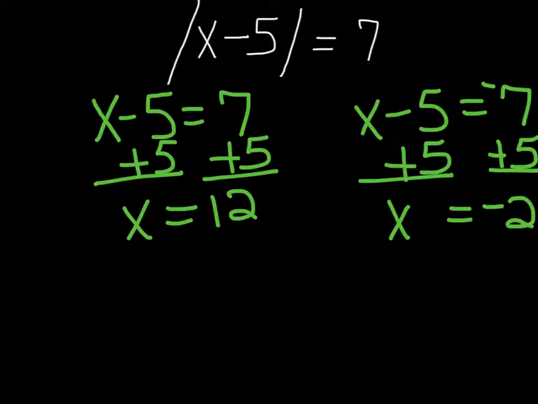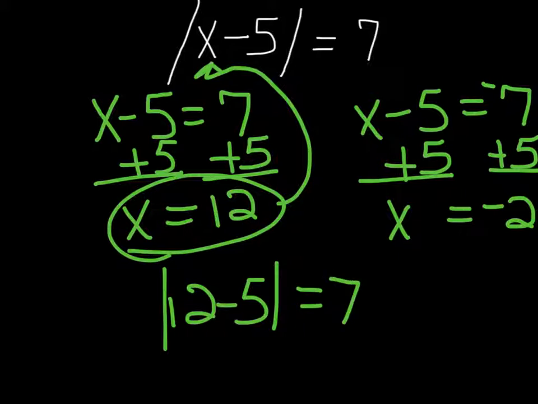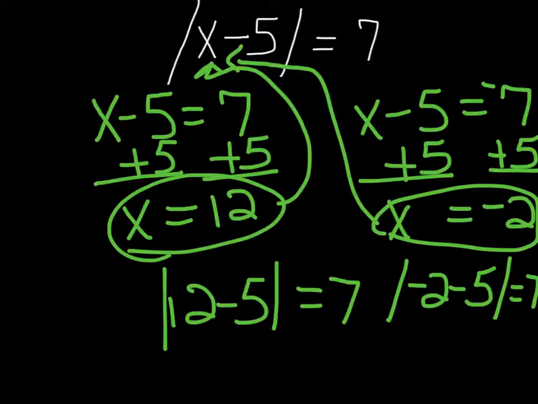Now let's see how this works. Let's substitute these numbers back in for x. If we take that x is 12 and we substitute 12 back in for x, we would say that the absolute value of 12 minus 5 equals 7. Yes, 12 minus 5 equals 7, so that's all good. If we were to take the negative 2 that we solved for and substitute it in for the x, we would have the absolute value of negative 2 minus 5 also equals 7. Well, negative 2 minus 5 is negative 7, and the absolute value of negative 7 is also 7, so it's all good. So you must do two equations anytime that you have an absolute value equation.